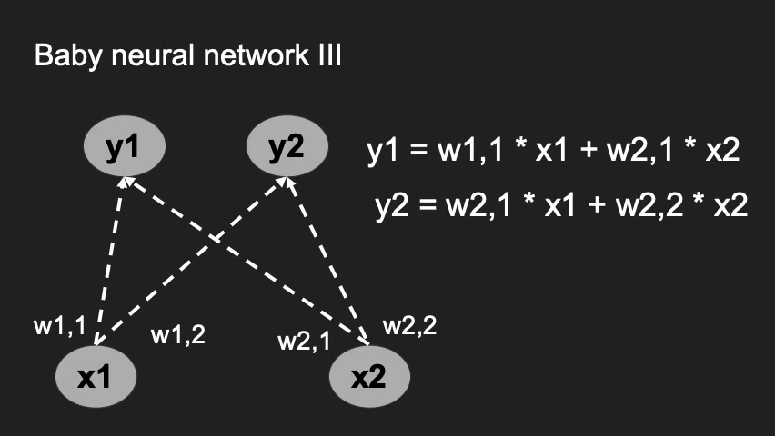So the third version of our baby neural network has two outputs. And if we have two outputs, then you can see it gets slightly more complicated. Each input neuron is connected to each output neuron, but basically it's just two times the neural network we've seen in the previous slide. So y1 is simply w1 1 times x1 plus w1 2 times x2, and y2 is w2 1 x1 plus w2 2 x2. It's pretty much the same thing, and do not forget that there's a bias hiding here. It's not shown.